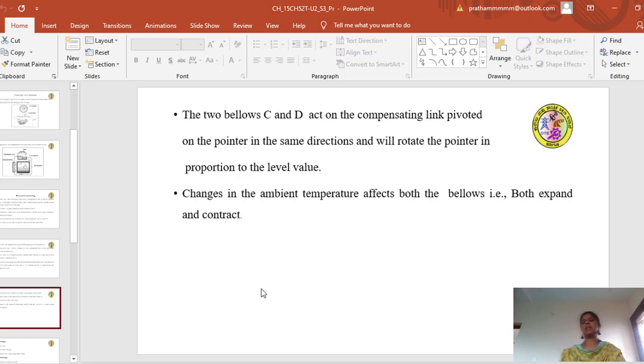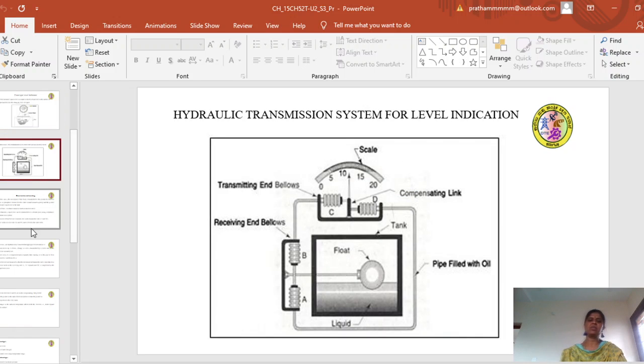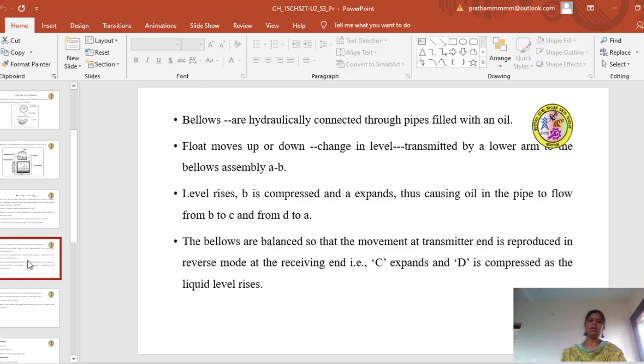So sometimes the temperature also will affect the bellows, that is, it may expand or contract. I think you have understood the construction and the working of these two: the float type level indicator and the hydraulic transmission system level indicator.